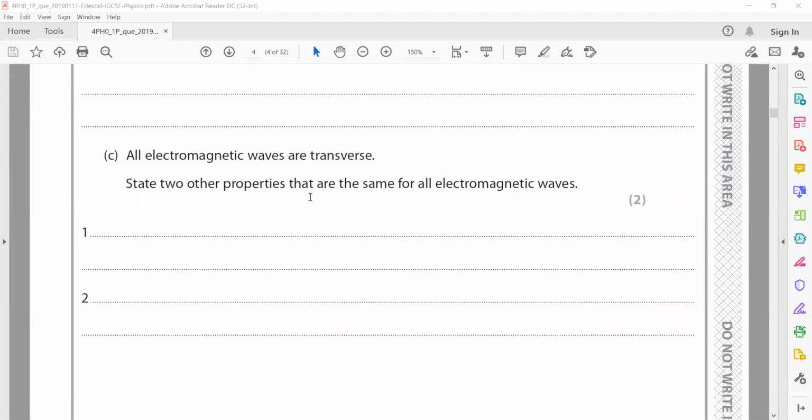All electromagnetic waves are transverse. State two other properties that are the same for all electromagnetic waves. They all can travel through vacuum, and they all transfer energy from one place to another.